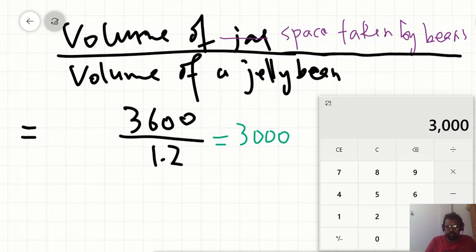A 4-liter jar is pretty big. So in order to test my answer, I could fill a 250 milliliter jar with the beans and count the jelly beans and then multiply it by 16 to get the number of jelly beans in a 4-liter jar. Since 16 times 250 equals 4000, which equals the volume of the 4-liter jar.